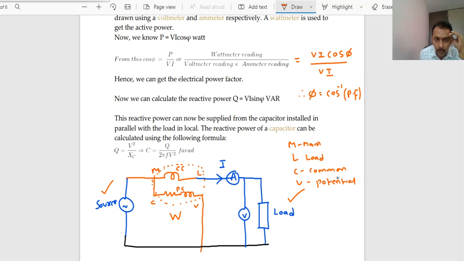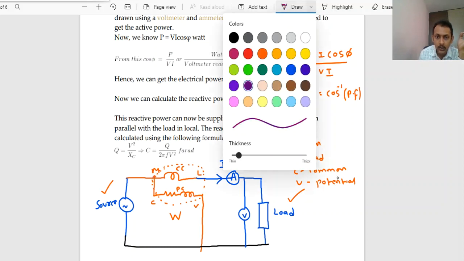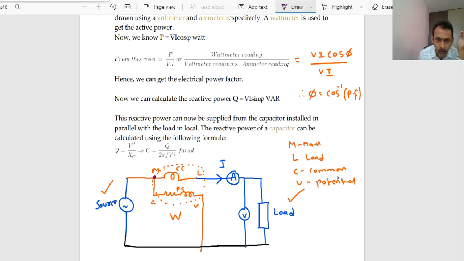The current coil must be connected in series to the load, and the potential coil will be connected in parallel to the load. Like this the wattmeter is to be connected. Once the wattmeter connections are made, to measure the current drawn by the load, you will connect an ammeter in series to the load, and parallel to the load we will connect the voltmeter in order to measure the voltage applied to the load.